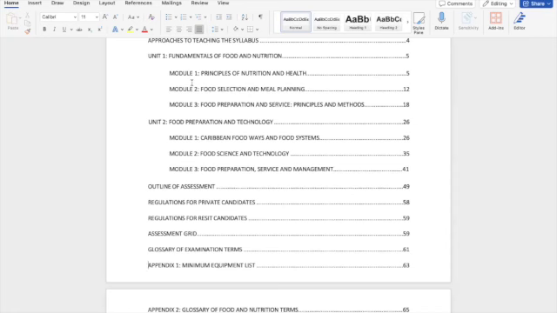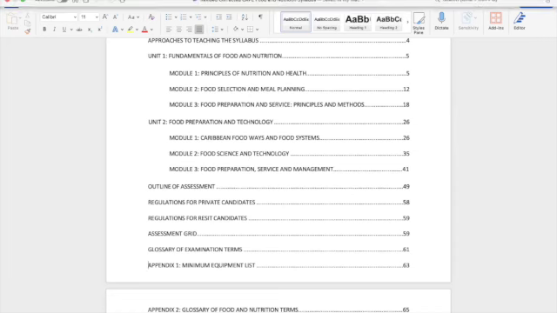So the 3 main modules will be Caribbean foodways or food system, food science and technology, and food preparation, service and management. So the questions that I'm going to do for unit 2, paper 1, will be focusing on only these 3 modules. Any topics related under these modules, that is what the paper will be focused on. So don't be confused.